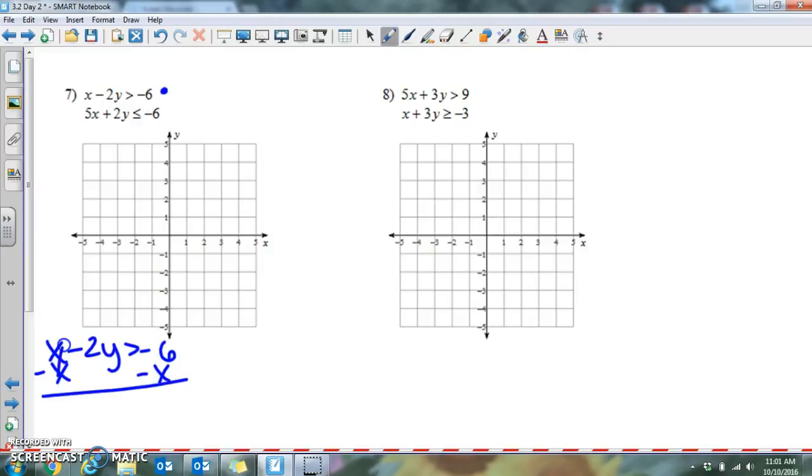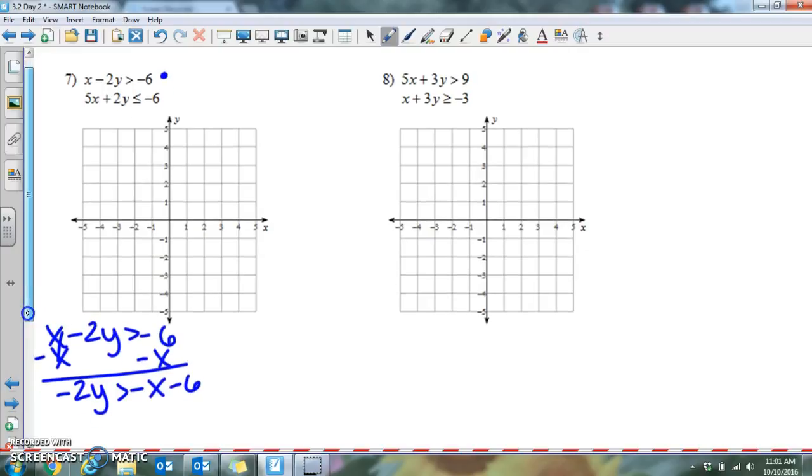And I have negative 2y is greater than negative x minus 6. Then I'm going to divide by negative 2, and don't be selfish, you want to divide everything by negative 2. And we have to remember from yesterday, when you divide by a negative, it flips the inequality. Then you have a negative 1 divided by negative 2. Well, that's a positive 1/2 x. Negative 6 divided by negative 2 is a positive 3.